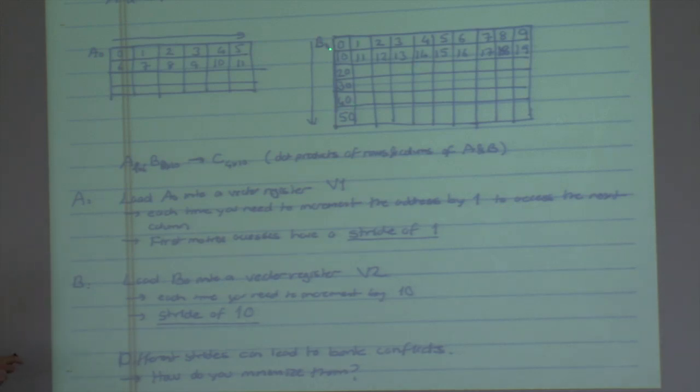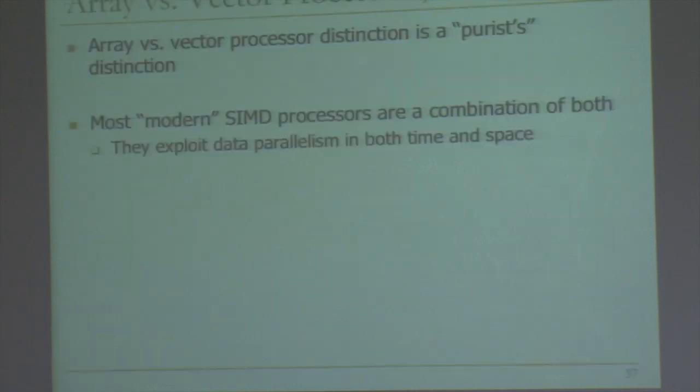But you may access this array B with a stride of 1 also, if you're multiplying this with something else, for example. And these different strides actually lead to different bank conflicts. So if you're accessing these two or some other array with different strides, now you get other bank conflicts if you can support multiple loads in parallel. Then the key question is how do you minimize them, and we briefly discussed that.